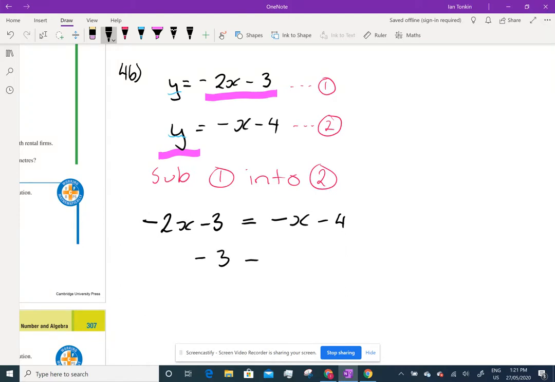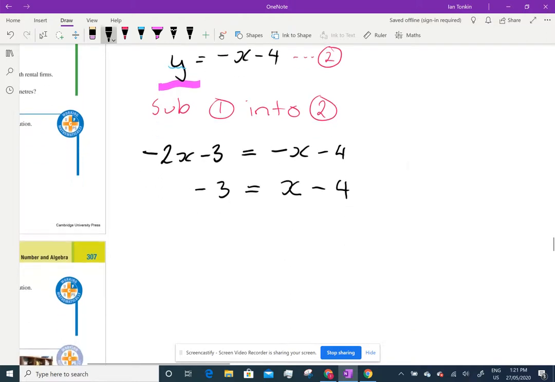Well, that's pretty easy. If I add the 2x over, I'll get 1x minus 4. And then I'll add the 4, and I'm going to get 1 equals x. So I added the 2x to both sides, and I added the 4. Now I've got x equals 1, and I've achieved success, because success criteria number 3 says I can substitute this equation into the second equation, and I can solve the resultant equation. So I've gone all the way up to success criteria number 4 now.